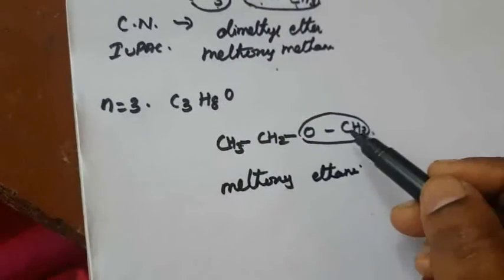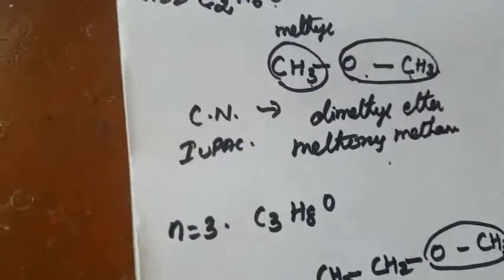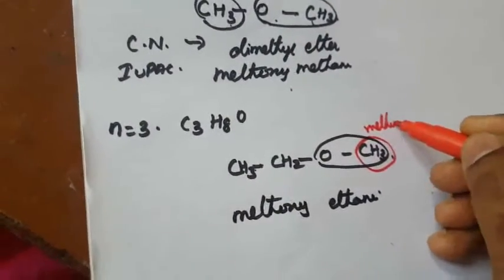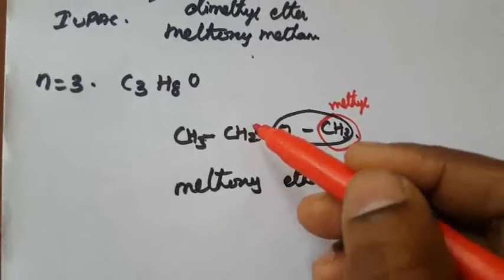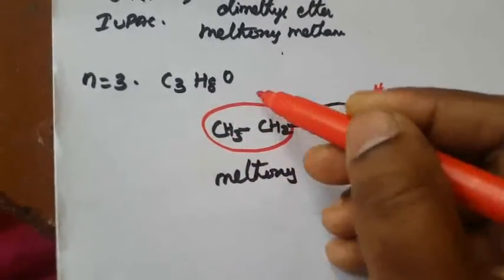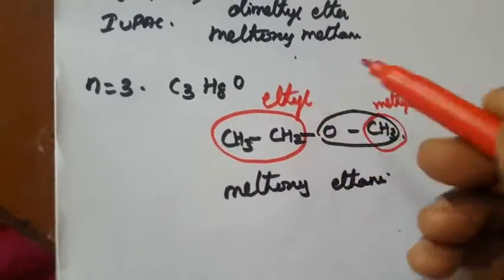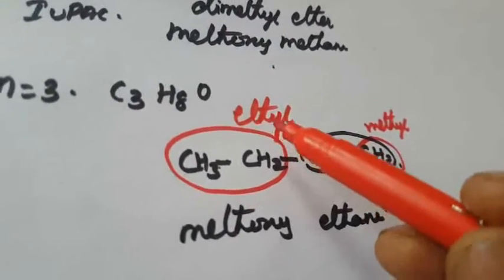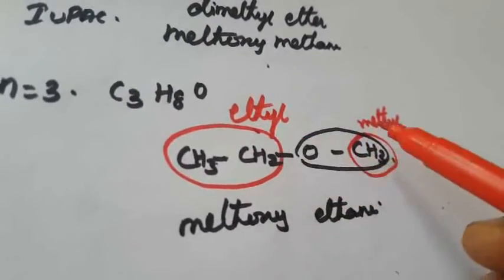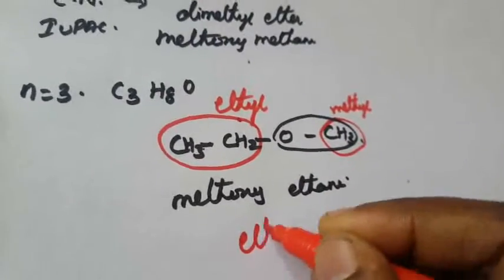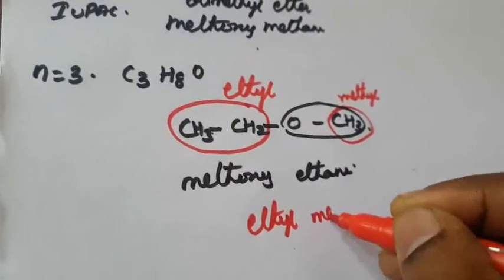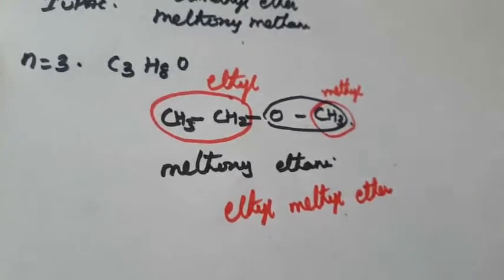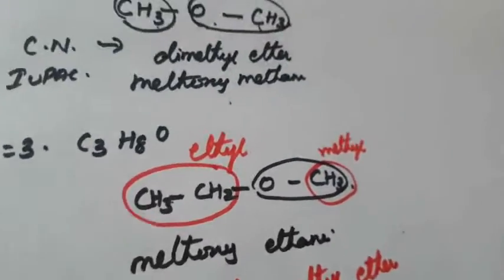So what is the common name? Here that is a methyl group, and this is an ethyl group. With two substituents, which one comes first in alphabetical order? Ethyl comes before methyl. So we write ethyl methyl ether. This is the common name.